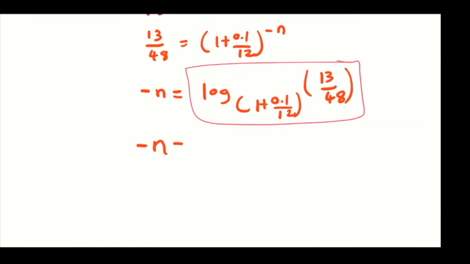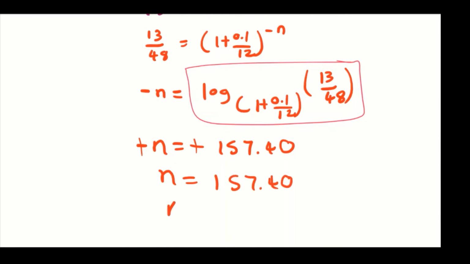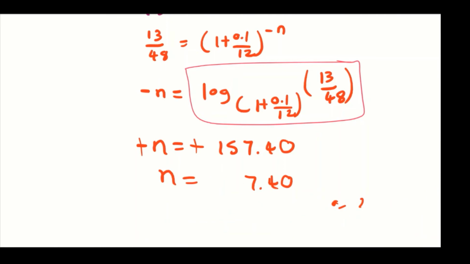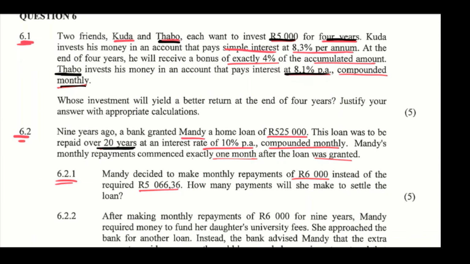So it's going to be negative n equals, you should get a negative 157.40, so the negative goes away. N equals 157.40, so just round up. N equals 158. So this is the answer for this problem here. So these are the number of payments that Mandy is going to make for the loan. Right, so we are done for this question here. We are done with 6.2.1.